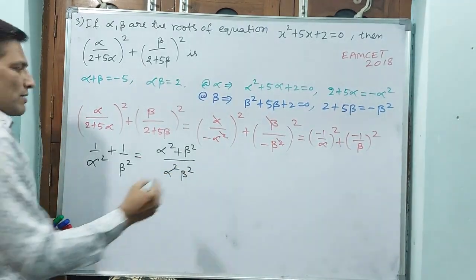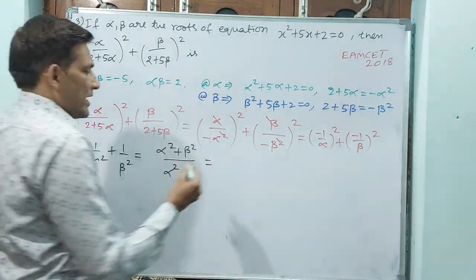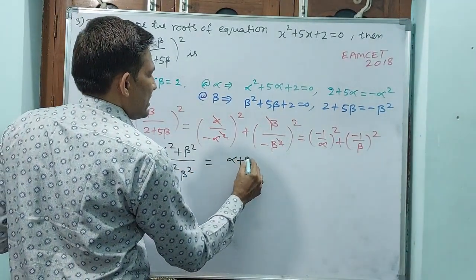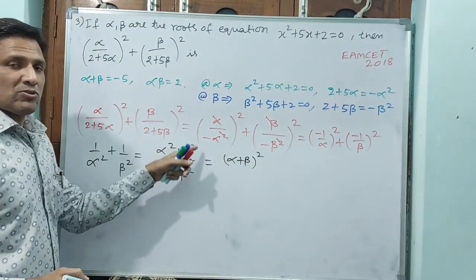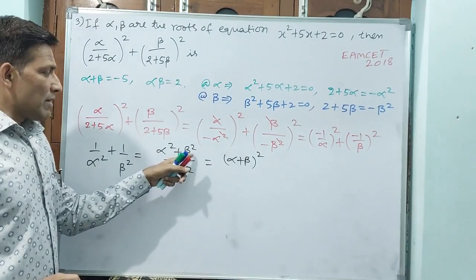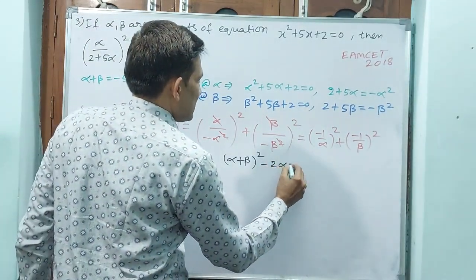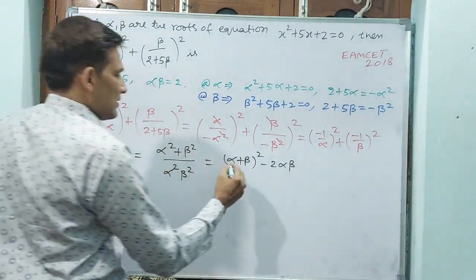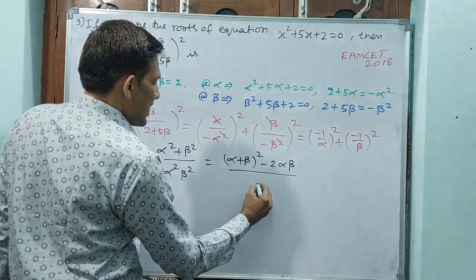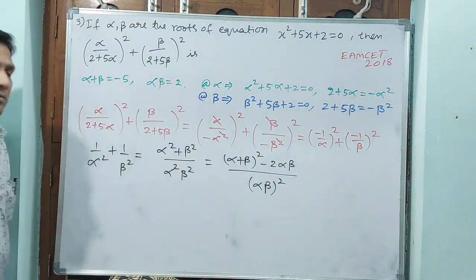Okay? Go back. Alpha square plus beta square, what do I want to write? You see, alpha plus beta whole square is equal to alpha square plus beta square plus 2 alpha beta. But here 2 alpha beta is not there. That is why we have to write minus 2 alpha beta. If you send 2 alpha beta here, it becomes this way. What about this? This you directly write like this, alpha beta whole square. Okay?